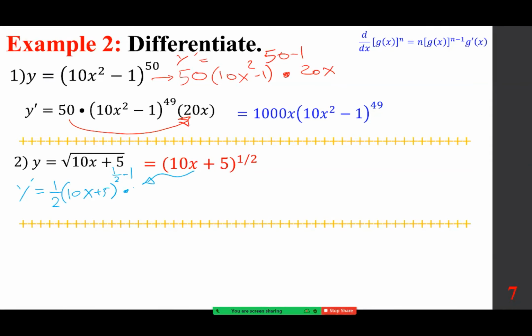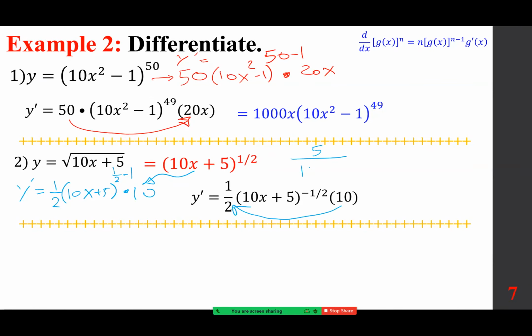And then the derivative of the parentheses is simply 10. And of course, 10 and 1/2. Now this 10 and 1/2 give you 5 over (10x plus 5) to the power of positive 1/2, which is a square root. And that's the final answer.